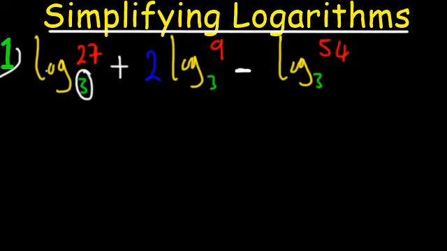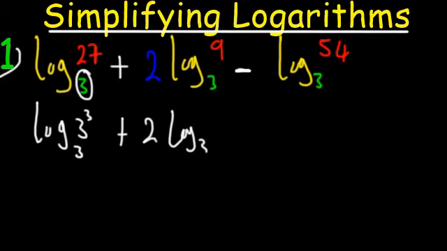So our next goal is to replace 3 cubed with 27 and 3 squared with 9 wherever we see 27 and 9 in the expression. So we have log of 3 cubed, plus 2 log of 3 squared, then minus log of 54 to base 3. That's exactly how that one is, so we leave it as it is.